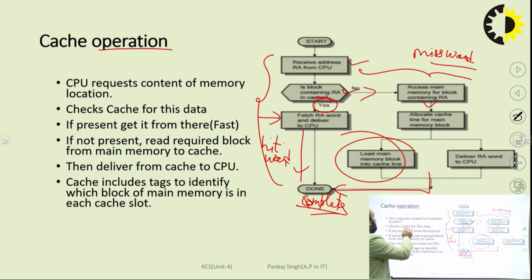As I said, the CPU requests content of main memory and checks the cache for this data. If present, it gets it from there, and we can say it is a hit and the access is fast. If it is not found in the cache memory, it is known as a miss.